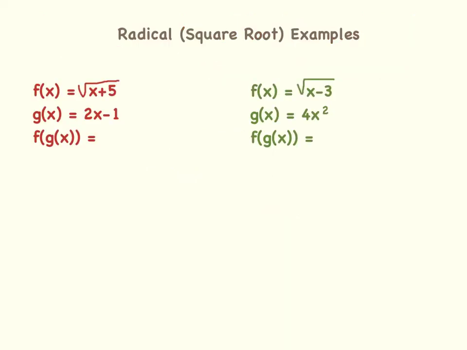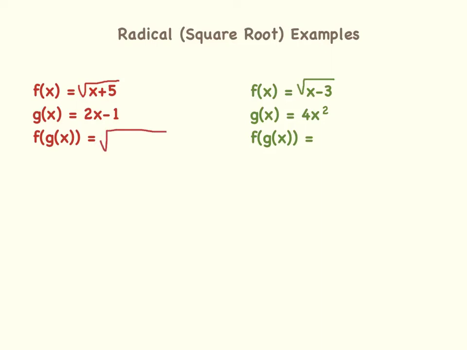Now we will look at some radical or square root examples. Okay, in this red example, we are given f of x equals the square root of x plus 5 and g of x equals 2x minus 1. And we are to find f of g of x. Now we will do this by taking what g of x is equal to and substituting it for the x in the f equation. Now it will look something like this.